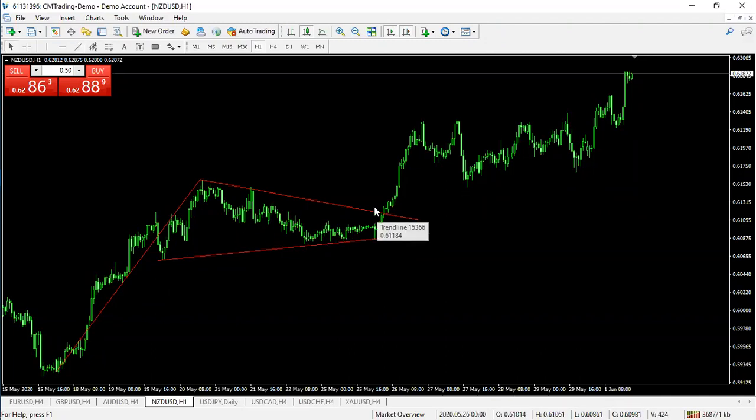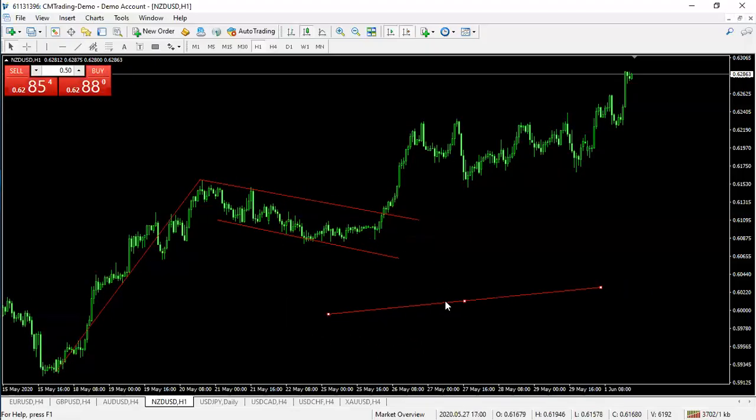So you can see this. That's how you draw your triangles, also flags and pennants. They all form the same way. The difference only shows up at the end, or in the way it forms. If it's a flag, most probably it will be something of this sort.